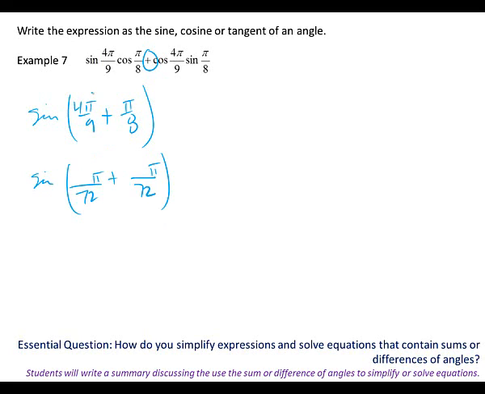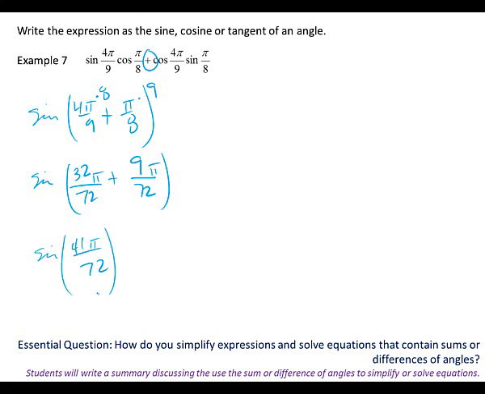Okay. So what do I have to multiply the 4 pi by? 8. So 8 times 4 pi is going to be what? 32. Good. And what am I going to have to multiply the pi by? 9. So you get 9 pi. So what's 32 pi plus 9 pi? 41 pi. 41 pi over 72.